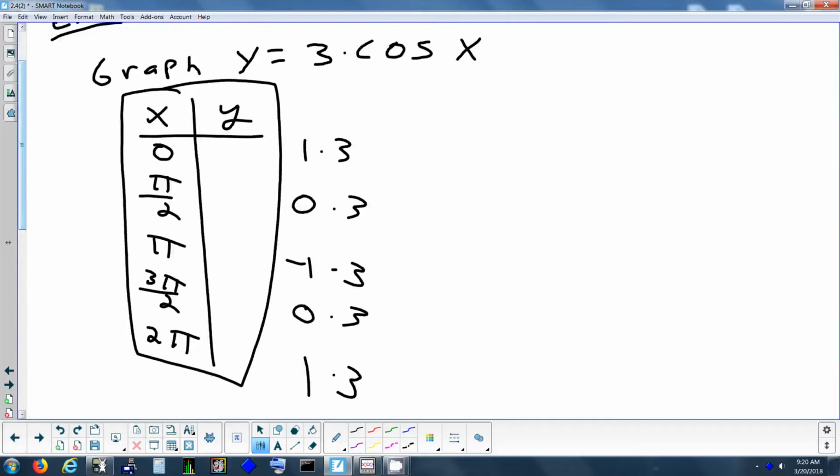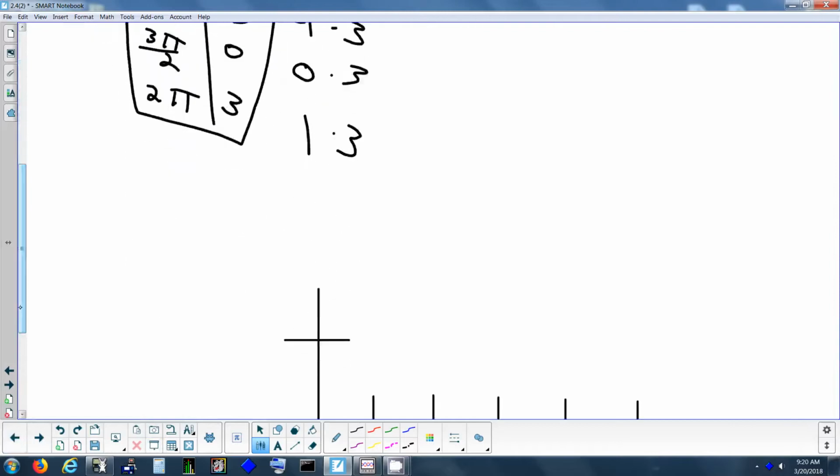Okay, so if I multiply all those by 3, Pacey, what do I get? 3, 0, -3, 0, 3. Yep. There's my y values. Just like the problems yesterday, 5 points for the x's, 5 for the y's. Okay. Now let's do our sketch.